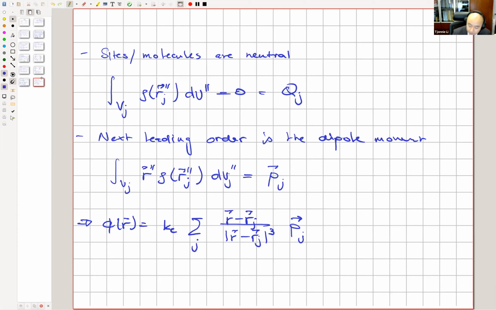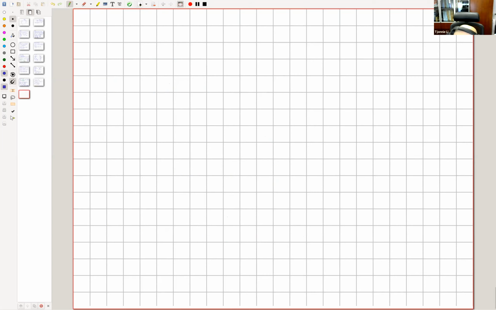Okay. Now, one thing that I can do is instead of taking this microscopic picture, where I'm taking every individual site separately, I can turn this into an integral by considering a continuous distribution.